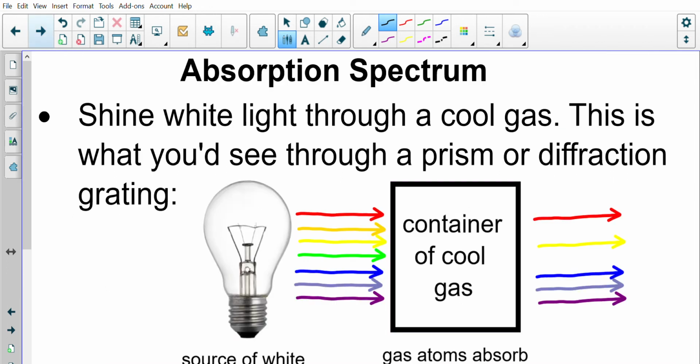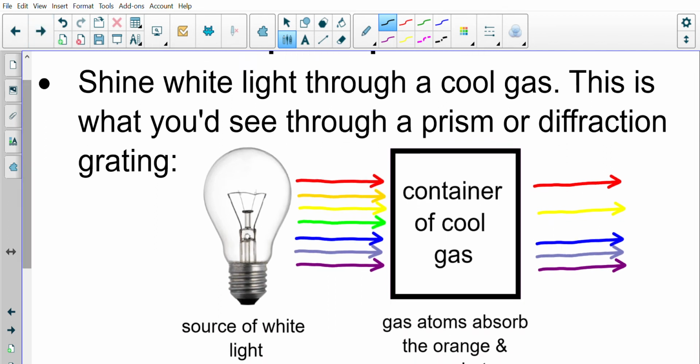So here's an example of how you make an absorption spectrum. You're going to start with white light. So here I have some kind of source of white light, like maybe just a white light bulb. And you're going to shine that white light through a cool gas. What I want you to notice is the light that's just come off of this light bulb contains all of the colors of the rainbow, right? Because white light is just all of the colors mixed together. And all of those colors are going to be shining on this cool gas.